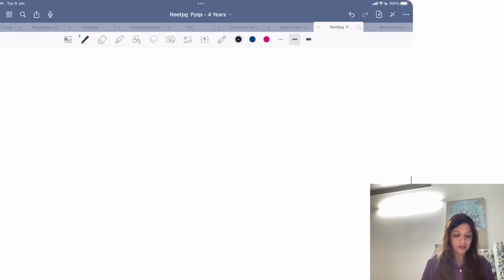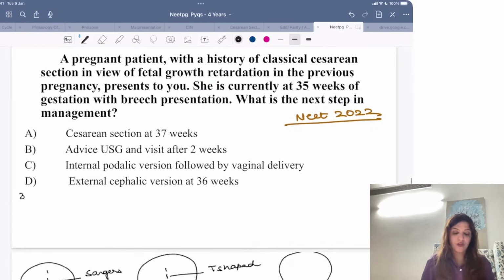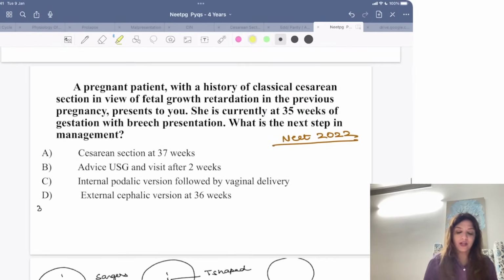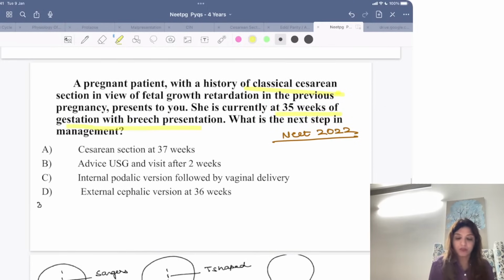Okay. In operative obs, the question which they had asked you: a pregnant woman with history of classical cesarean section because of fetal growth retardation in previous pregnancy presents to you. She is at 35 weeks of gestation with breech. What is the next step in management? Are you going to do a cesarean section at 37 weeks, advise ultrasound and visit after 2 weeks, internal podalic version or external cephalic version?